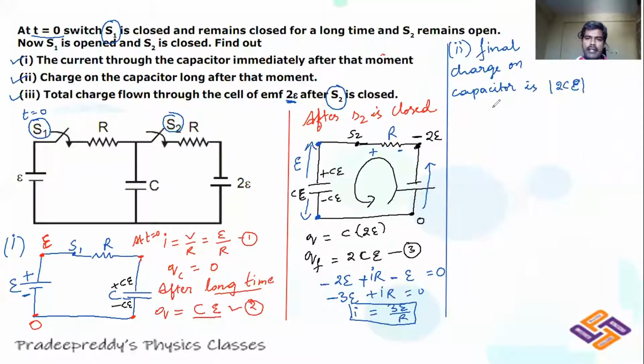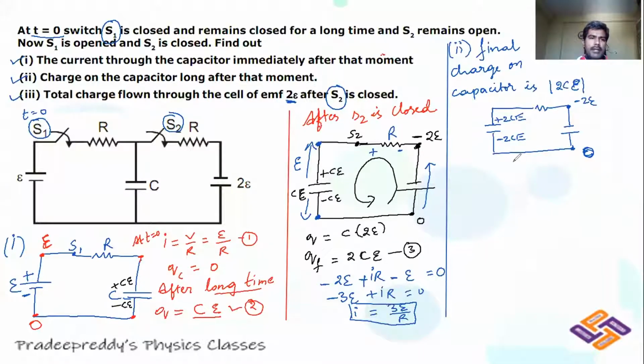So that means finally, at the bottom here you will get minus 2CE, and here you will be getting plus 2CE on the capacitor plates. And here it is minus 2E, and here it is... sorry, 0. This is 0. So this is what the final charge on the capacitor will be, 2CE, right? That is question number 2.